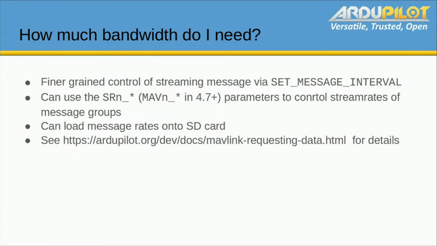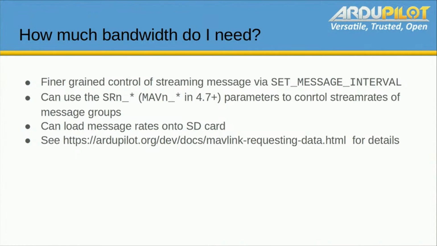You can use the SET_MESSAGE_INTERVAL MAVLink message. The GCS can tell ArduPilot, I only want you to send these particular messages. If your GCS supports that, you can use that instead of your normal stream rates. On the ArduPilot side, you can also use the stream rate parameters, which have now been renamed to the MAV rate parameters in Master 4.7 plus.